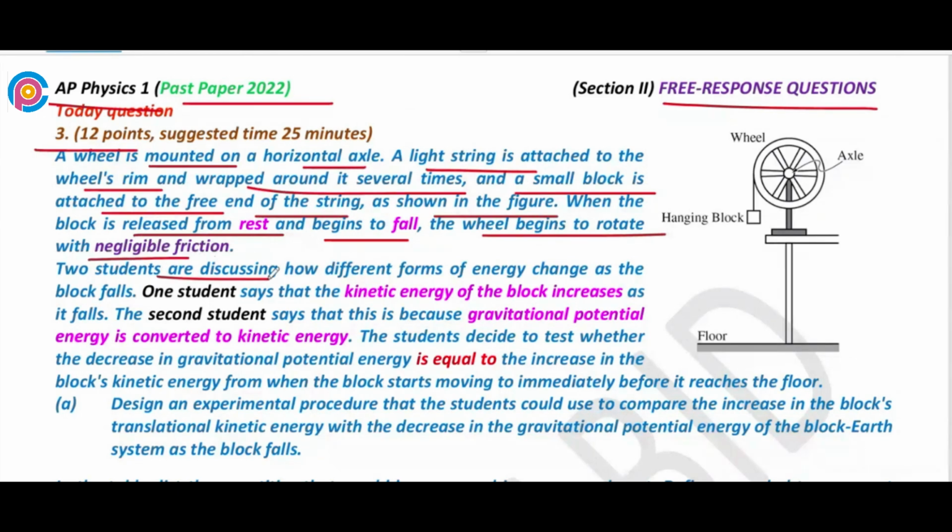Okay. Two students are discussing how different forms of energy change as the block falls. One student says the kinetic energy of the block increases as it falls. The other student says that because the gravitational potential energy is converted into kinetic energy, the decrease in gravitational potential energy is equal to the increase in kinetic energy of the block. The students decided to test this from when the block starts moving until immediately before it reaches the ground.